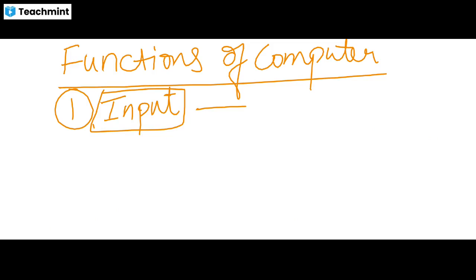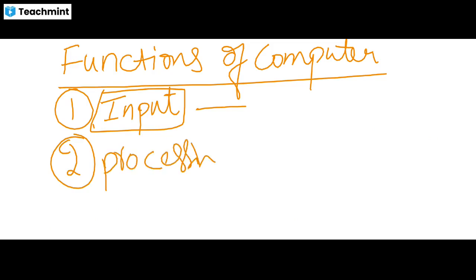Input is the first main function, and next one is processing. Here in CPU, central processing unit lo ఏం జరుగుతుంది? ప్రాసెసింగ్ అనేది జరుగుతుంది. Processing is nothing but the sequence of actions taken on data to convert it into meaningful information to the users. Sequence of actions that takes place to convert whatever input data we have given into meaningful information to the users.